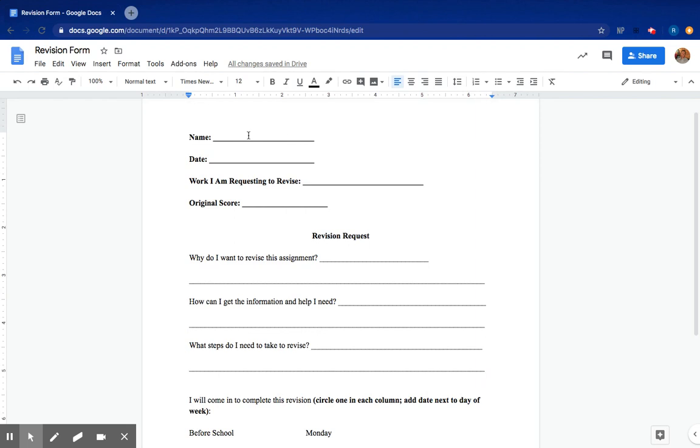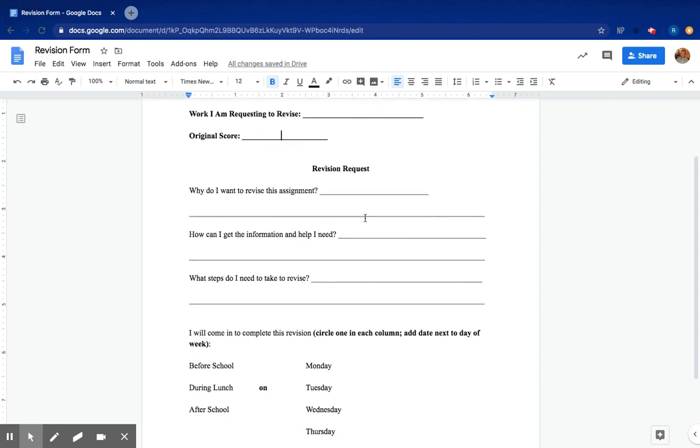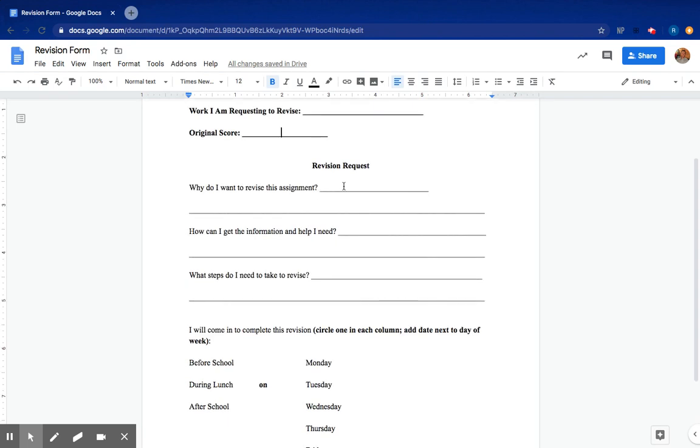On the sheet, we have your name, you have the date when you are filling out this revision request, whatever work you are requesting to revise, you're going to write down right here. It doesn't need to be some official name, just no red ink, subject, verb, agreement, chapter 15 through 18 quiz, whatever it might be, jot that down there. And then whatever your original score was, 5 out of 10, 6 out of 10, whatever, you can jot that down here as well.